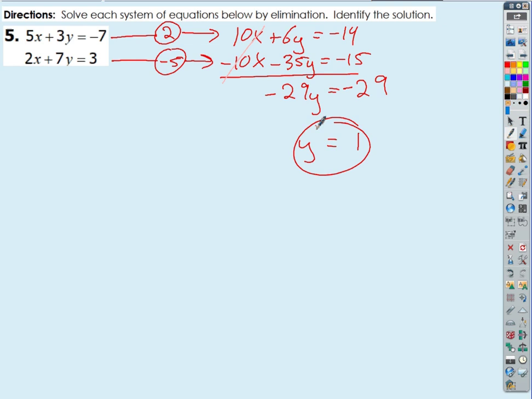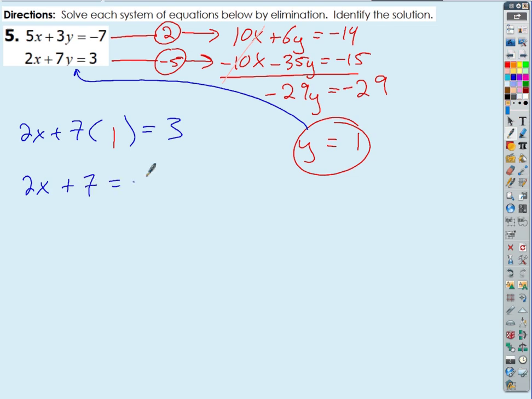Good. And where am I gonna plug it? Bottom one. Doesn't make much difference this time, does it? We'll go in the bottom. So I get 2x plus 7 times my substitution value for y equals 3. And that value is a 1, right? So we end up with 2x plus 7 equals 3.